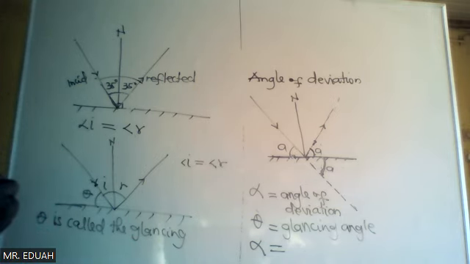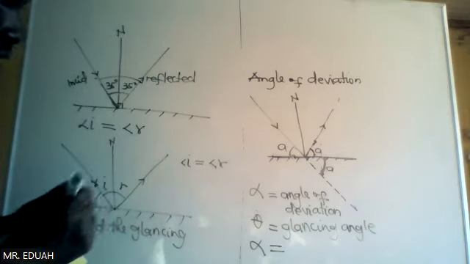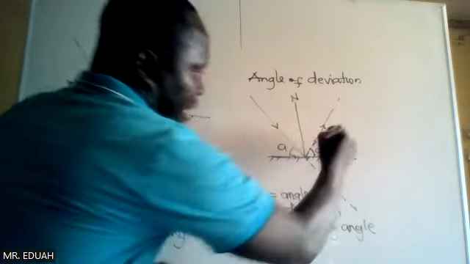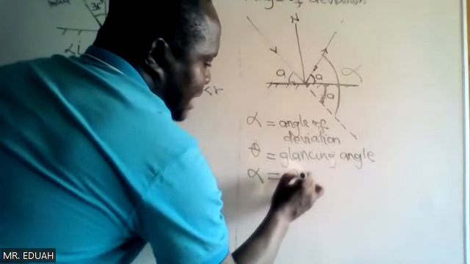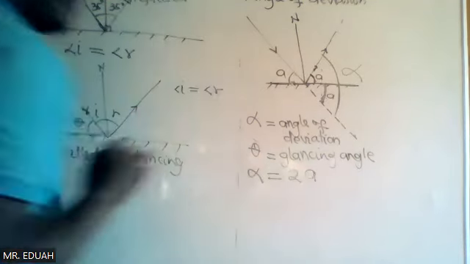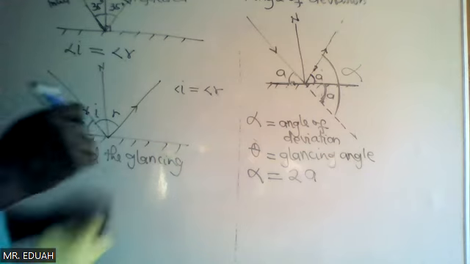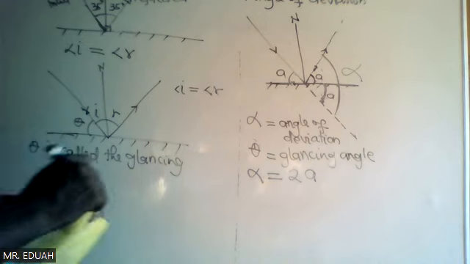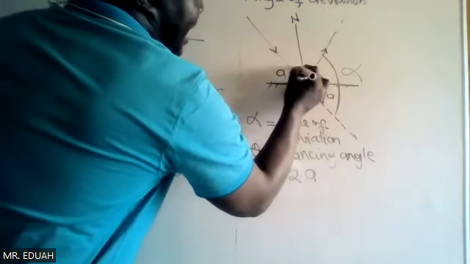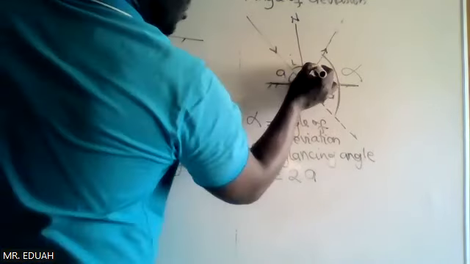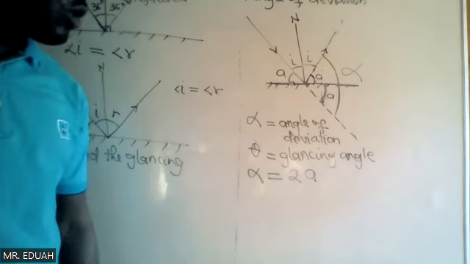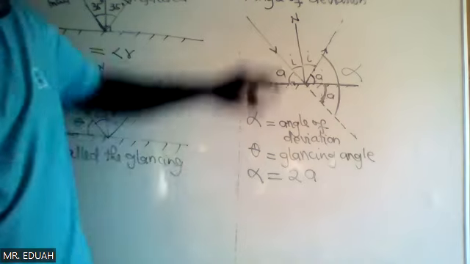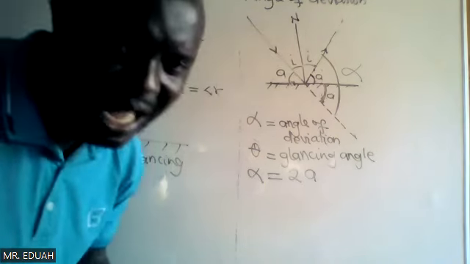Okay. Thank you. Good. So what you can say is that if you know A, this whole angle is what we are calling the angle of deviation alpha. So if you know the glancing angle, alpha can be equal to 2 times the glancing angle A. And it will work. Another point is this. If this is I, this is also I, correct? Because the angle of incidence is equal to the angle of reflection. So if this is I, the angle of reflection is also I. Agreed?